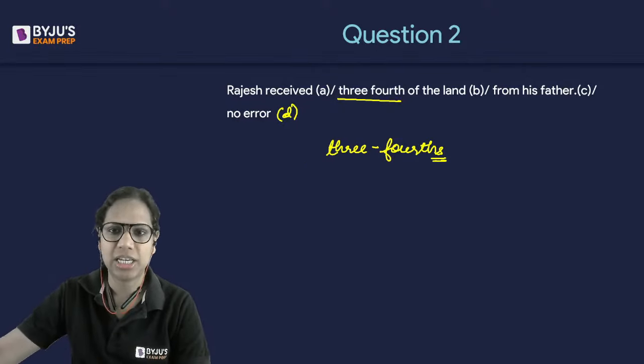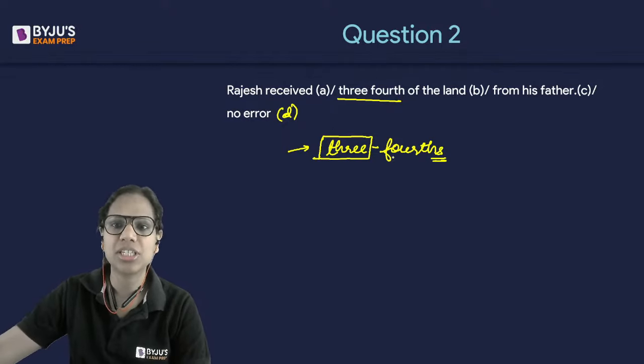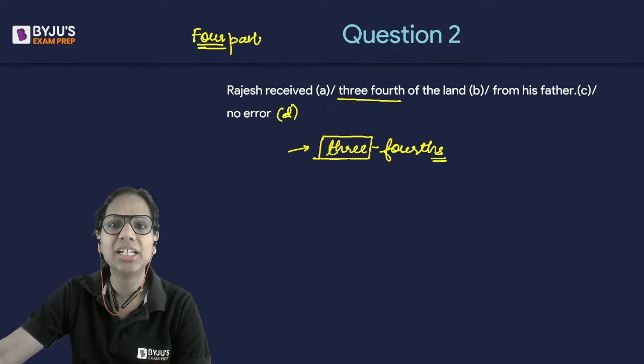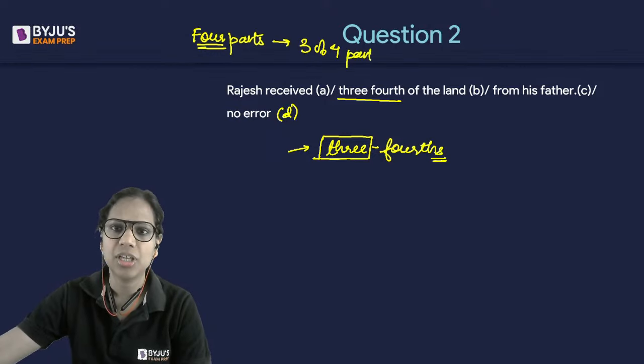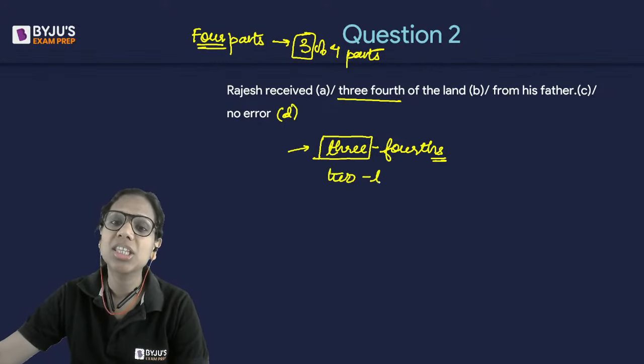Why is it incorrect? See, whenever the numerator is greater than 1, that means there are more than one parts. So basically 3/4 means what? That I have divided something into four parts, and right now I am talking about three of those four parts, right? So 3 is plural. If I'm talking about three of those parts, 3 is plural. So it should be 3/4. It should be 2/3.